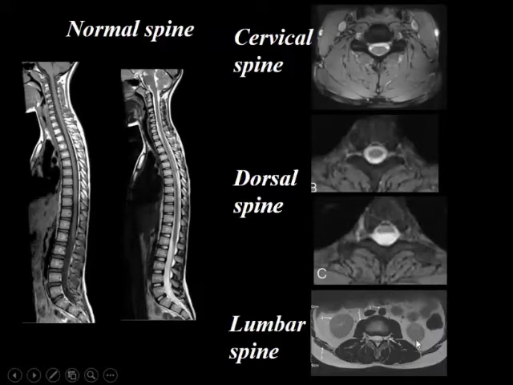And then you have the lumbar. This is the disc level. And anterior to that, you have the aorta, inferior vena cava. And this is the dural sac. And these are the nerve roots, multiple nerve roots, which is the cauda equina.